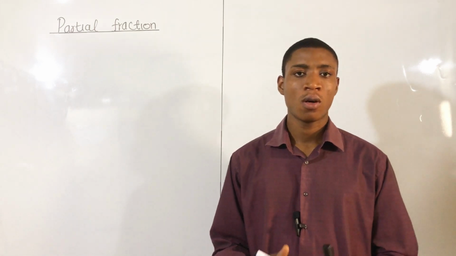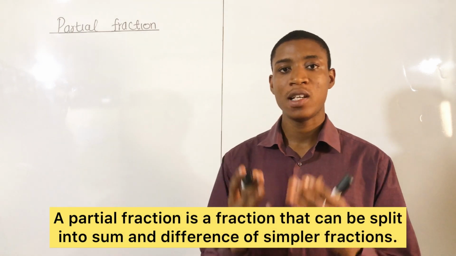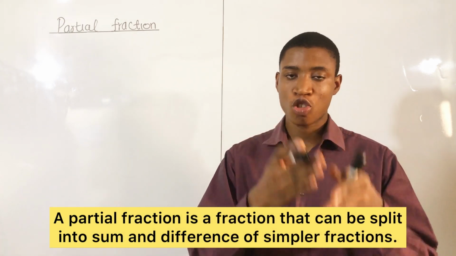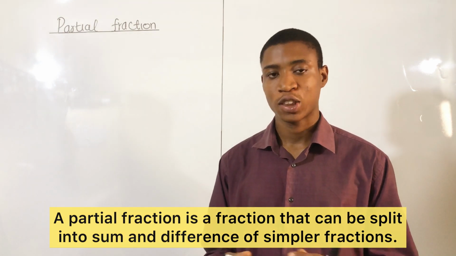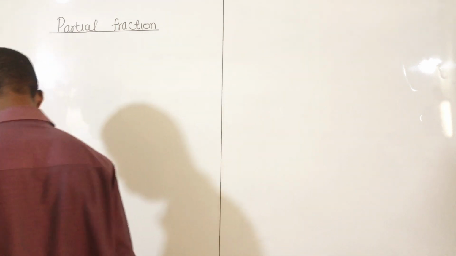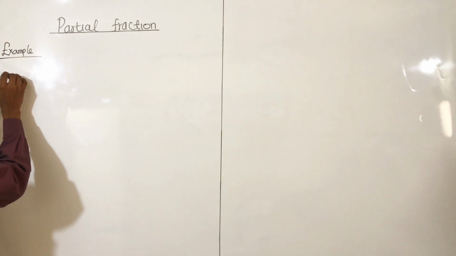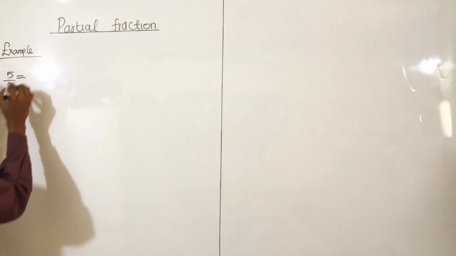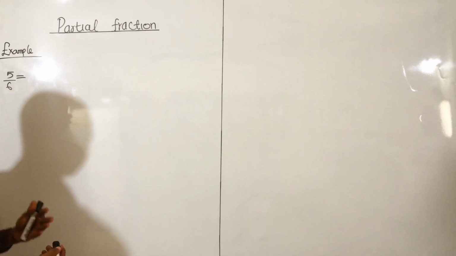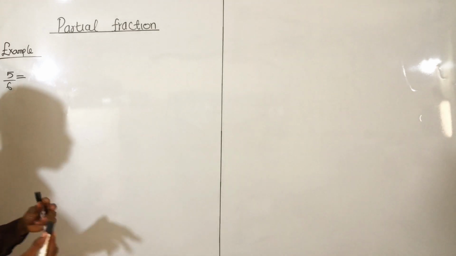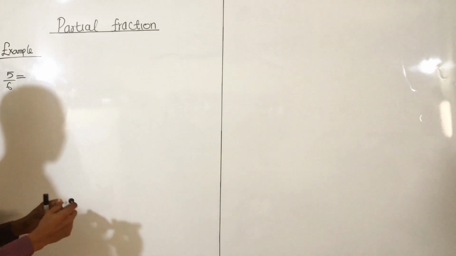So, first of all, what is a partial fraction? A partial fraction is a fraction that can be split into sums or differences of simpler fractions. For example, we have a fraction as 5 over 6. Of course, in normal cases, it's not going to come as 5 over 6. It can be 5 over 6 bracket x squared, then you have a polynomial or quadratic equation, and in any of those cases the concept is easy.